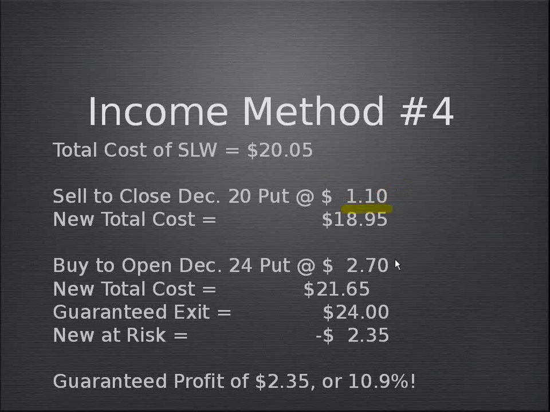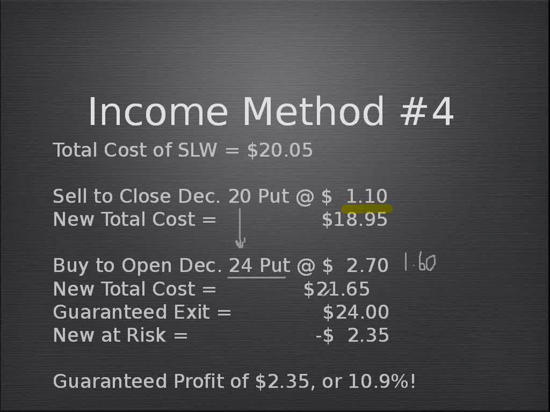And we're going to roll now. We're going to sell to close the December 20 put and buy to open the December 24 put for $2.70. Now this increases my cost to $21.65, but I have a new guaranteed exit of $24. And what did we do here? We sold to close for $1.10 and bought to open at $2.70, so we added $1.60 essentially into the position. But we gave ourselves a 4-point higher payout.